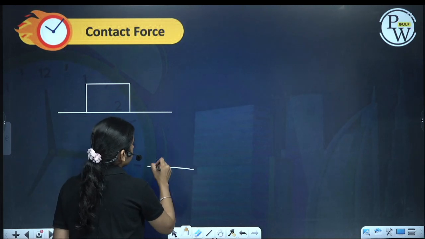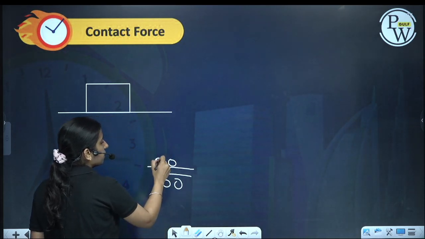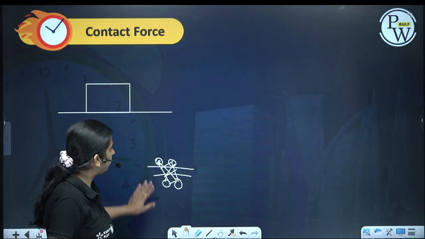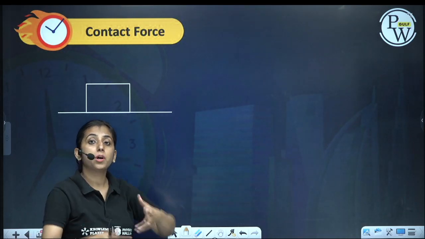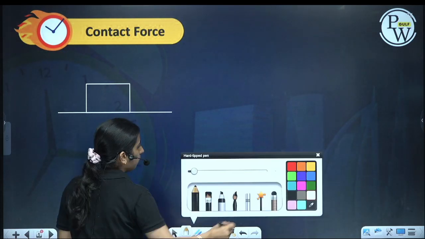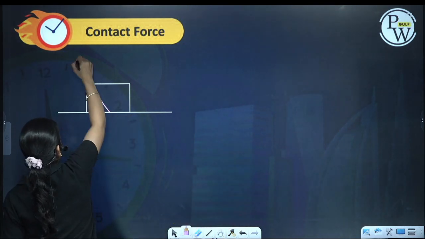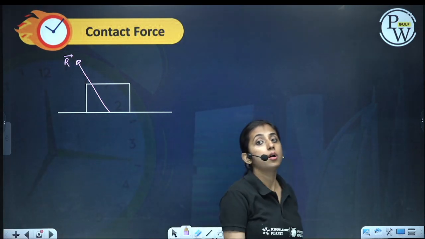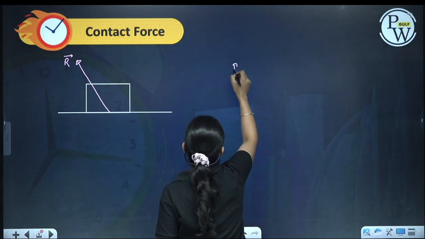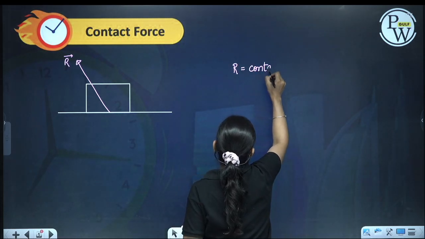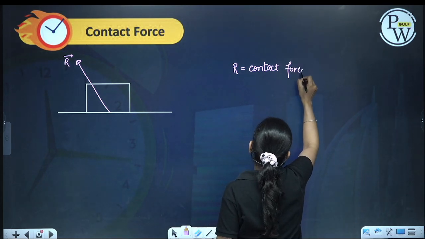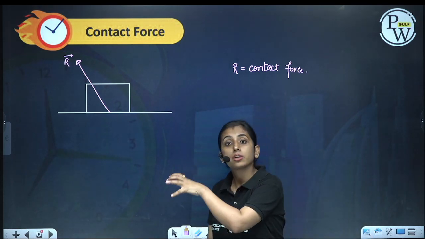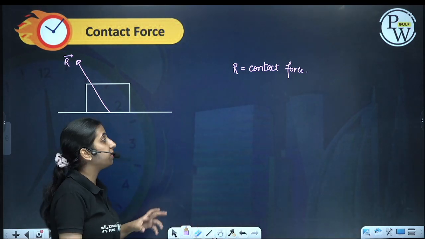If we have two surfaces, there are atoms of both the surfaces, electrons and nuclei of both the surfaces interact, attract or repel with each other. Now in the attraction or repulsion, a net force is exerted on the body like this. Let us say this force R is being exerted on the body. This R is called the contact force. Why has this force come into play? Due to the electromagnetic interactions between the two surfaces.